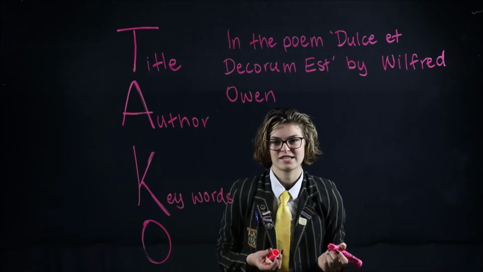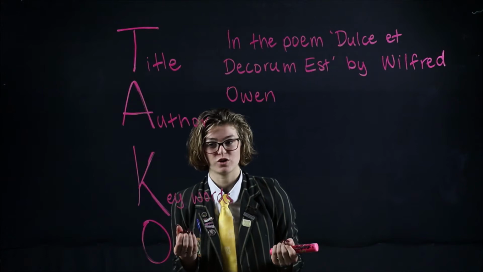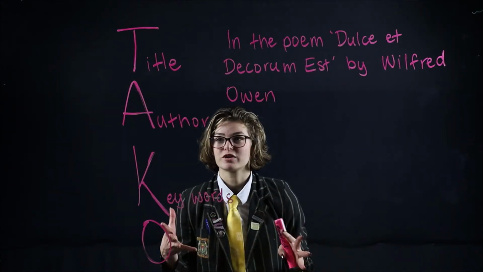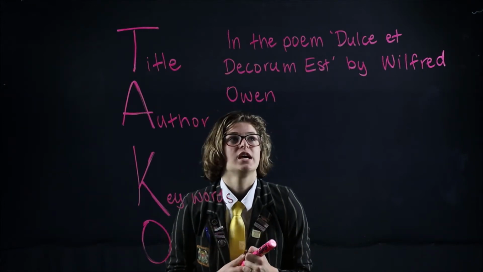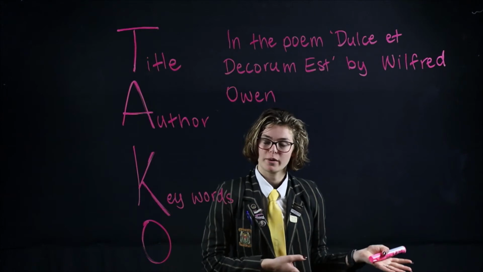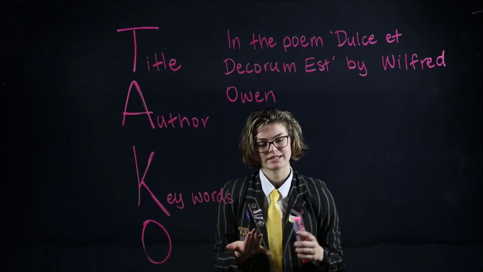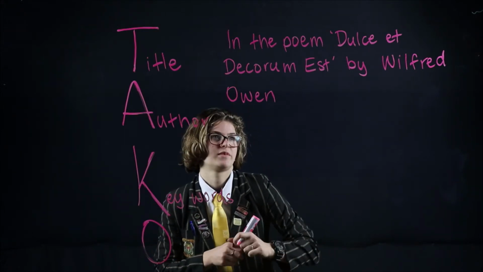This one's quite easy even though it sounds hard. You just want to take the words from the question you're answering. So if it's asking you about language features and maybe grief or pain, you can do something like: in the poem Dulce et Decorum Est by Wilfred Owen, the author uses language features like similes and metaphors and juxtapositions to show grief and pain.